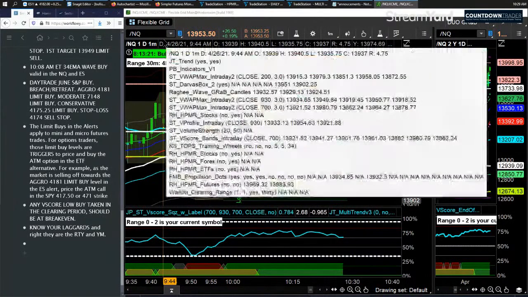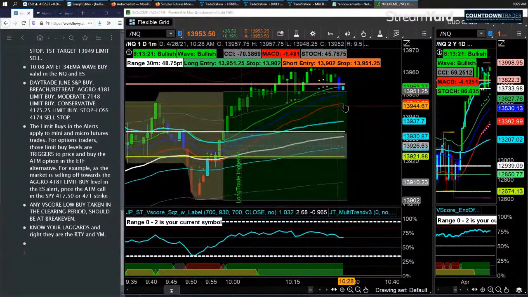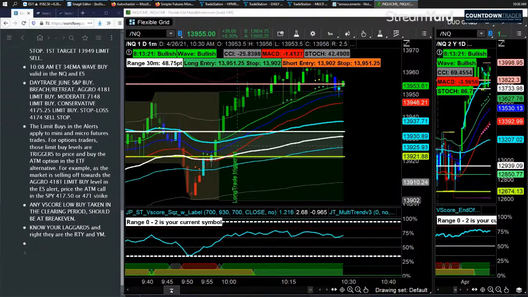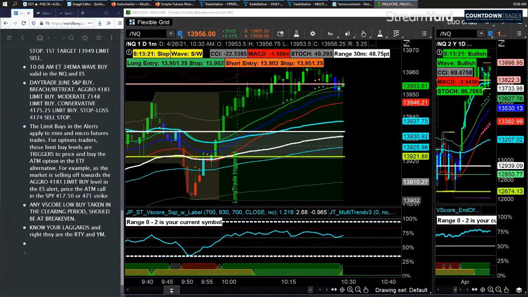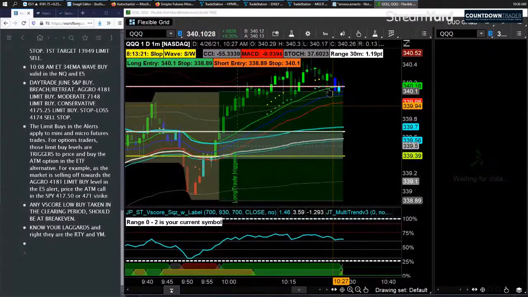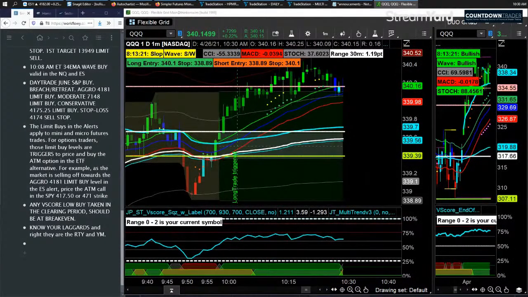All right, so that's a wave buy right there, gang. So what does that give the latitude to do? Go buy some QQQ calls. If you want to grab the micro or the mini, that's fine. But just remember, these are more aggressive. This wave approach is a little bit more aggressive.